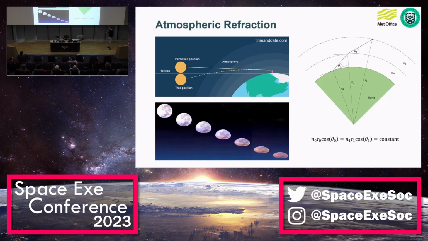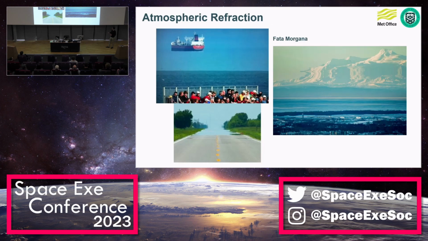Different parts of the moon, the light from the different parts of the moon are refracted differently, and it becomes sort of squished and elongated, and you get some really bizarre effects. So these are some even more extreme effects from refraction.